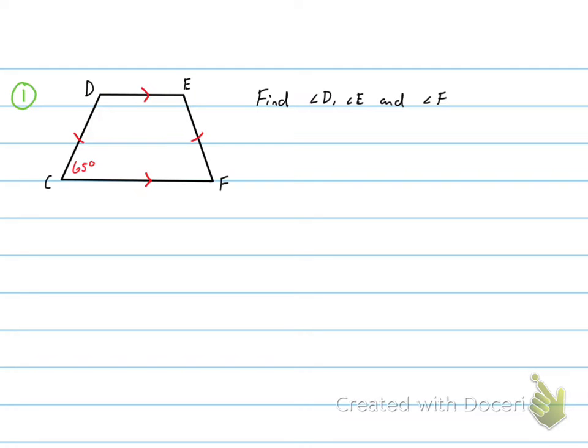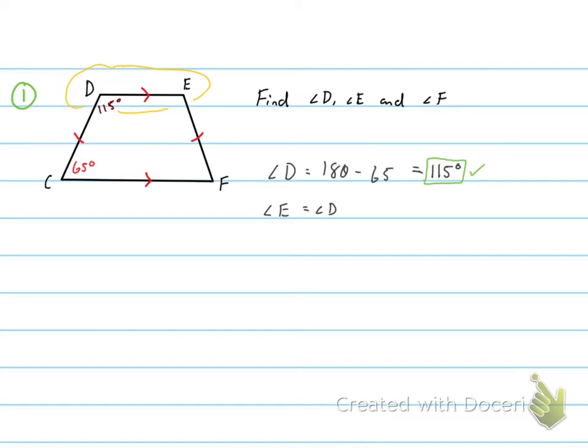So in an example problem here, we have an isosceles trapezoid. I'm given that angle C is 65 degrees, and I want to figure out what angle D, E, and F are. Angle D is stacked on top of angle C, so I know that they add up to 180. So to find angle D, I would do 180 minus 65, and I'd be left with 115. So I'll put that there.